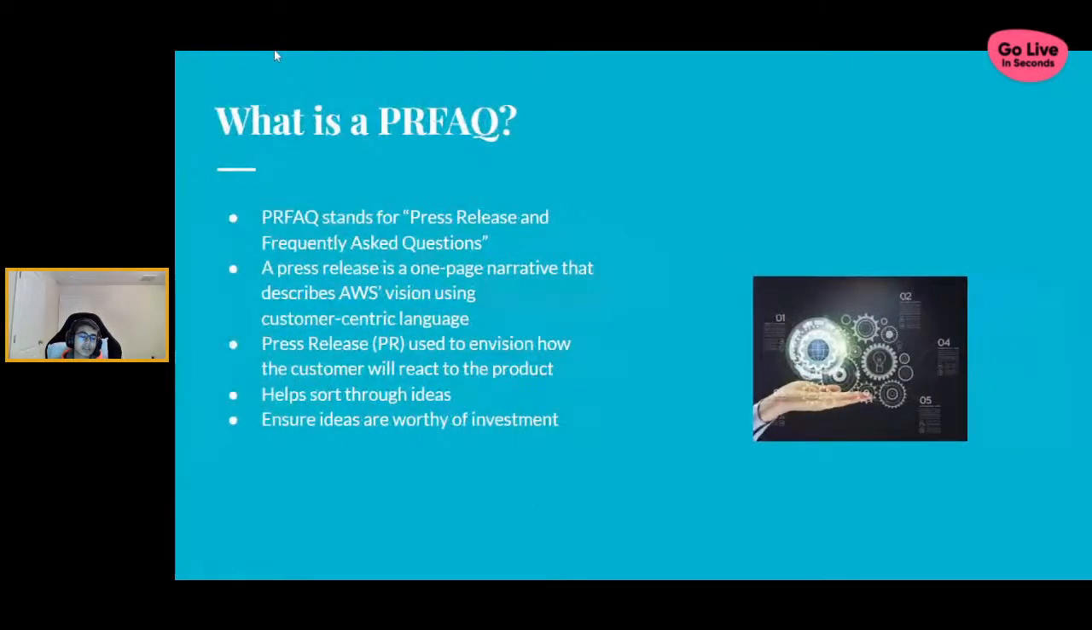Next, let's discuss a PR FAQ. A PR FAQ stands for Press Release and Frequently Asked Questions. A press release is a one-page narrative that describes AWS's vision using customer-centric language. A press release, or PR, is used to envision how the customer will react to the product. It helps sort through ideas, and it ensures that these ideas are worthy of future investment.